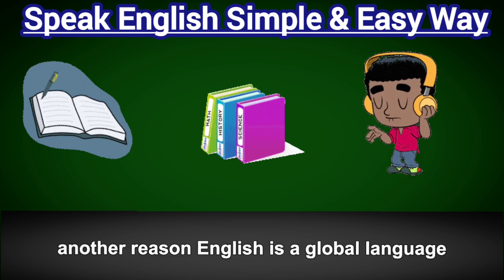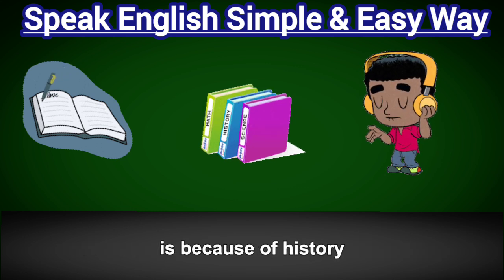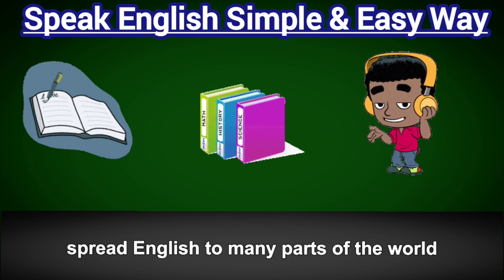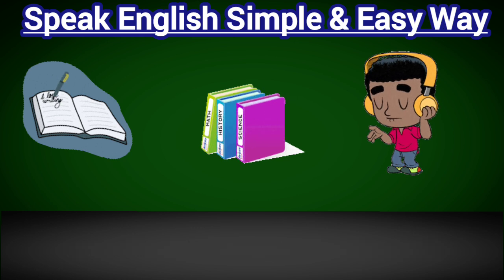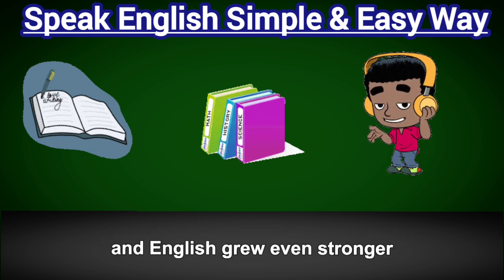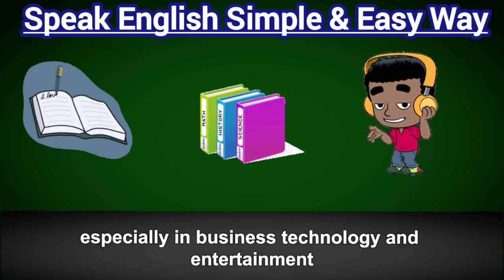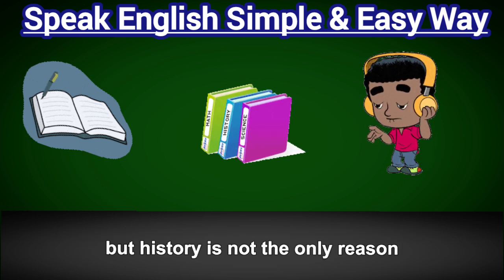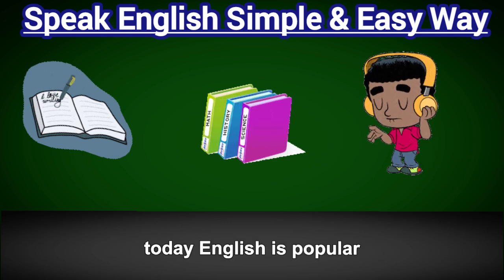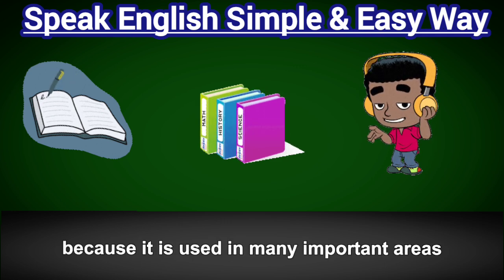Another reason English is a global language is because of history. During the 18th and 19th centuries, the British Empire spread English to many parts of the world. Later, the United States became a global superpower, and English grew even stronger, especially in business, technology, and entertainment. But history is not the only reason. Today, English is popular because it is used in many important areas.